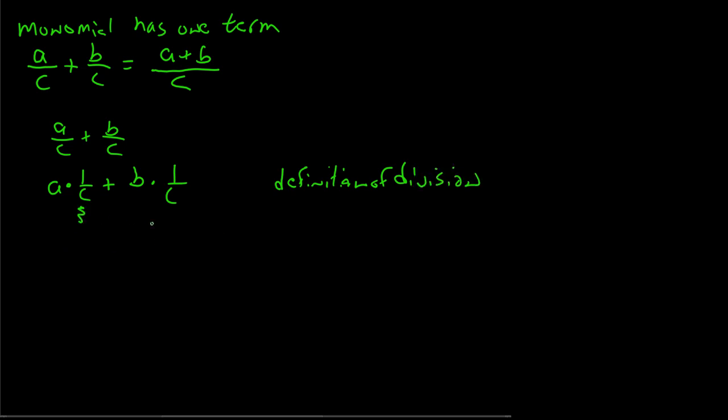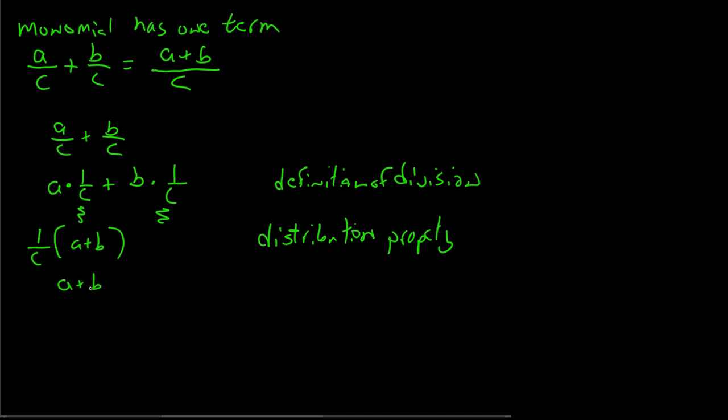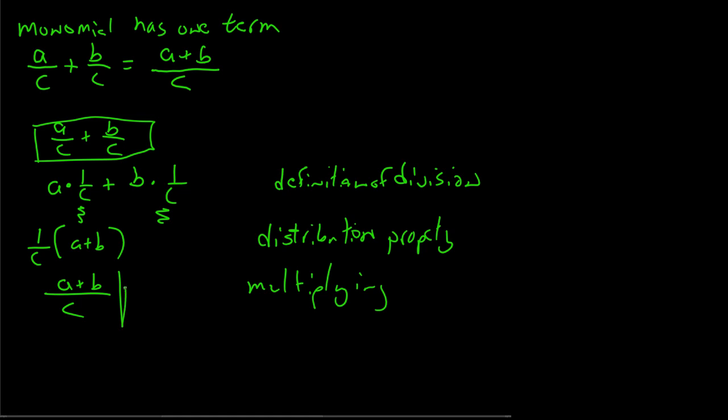And then I said, hey, I'm multiplying by the same thing, so I can pull that out front, because that is our distribution property. And if I have 1 over c times this, well, this is one number, so it would sit up there, and that's multiplying. And so this common denominator, being able to write our fraction in one term, came from these properties of real numbers that we've been using the whole time.